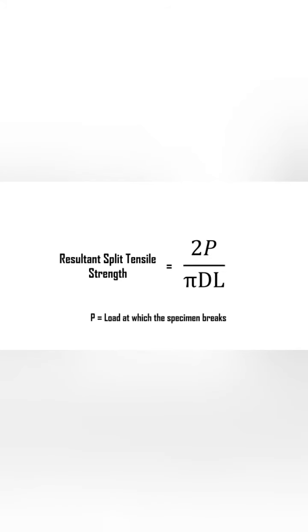The resultant split tensile strength is calculated by the equation 2P divided by pi into D into L, where P is equal to the load at which the specimen breaks.